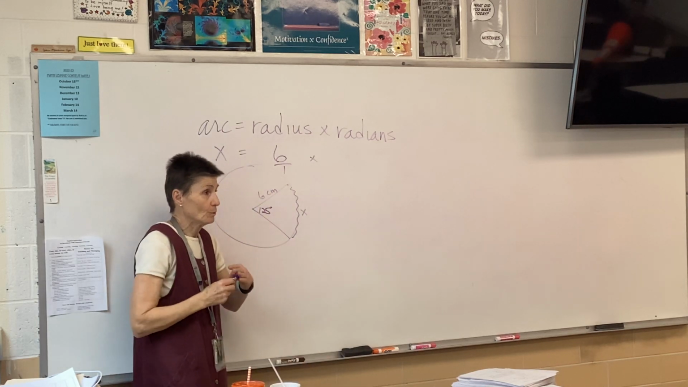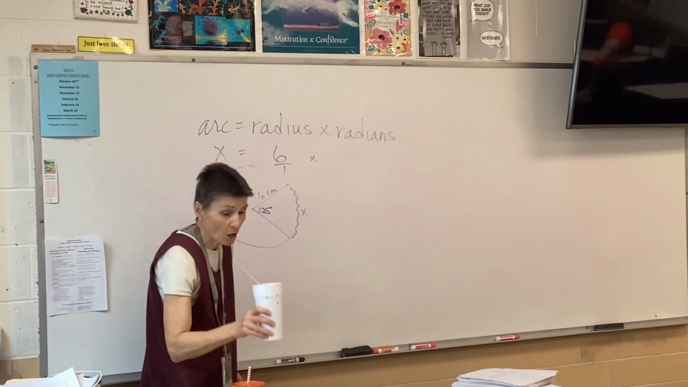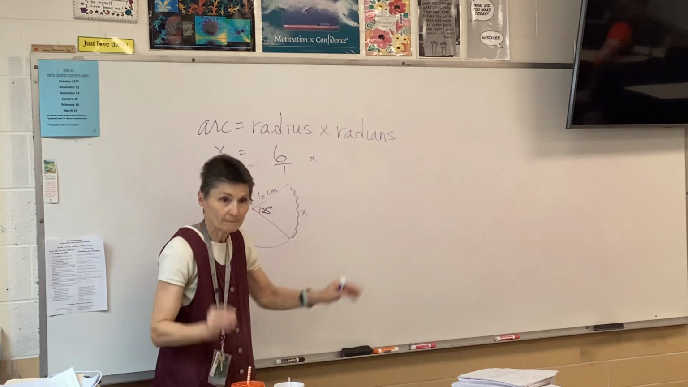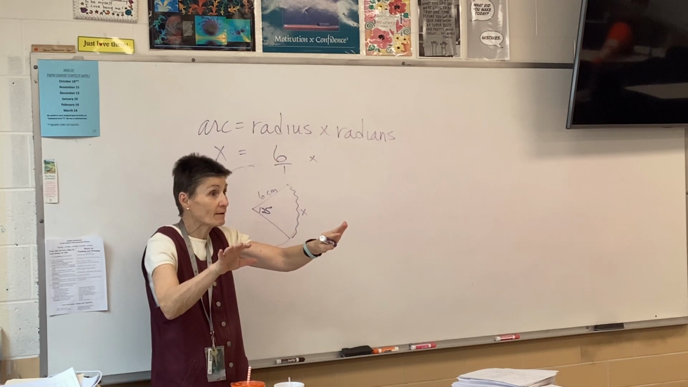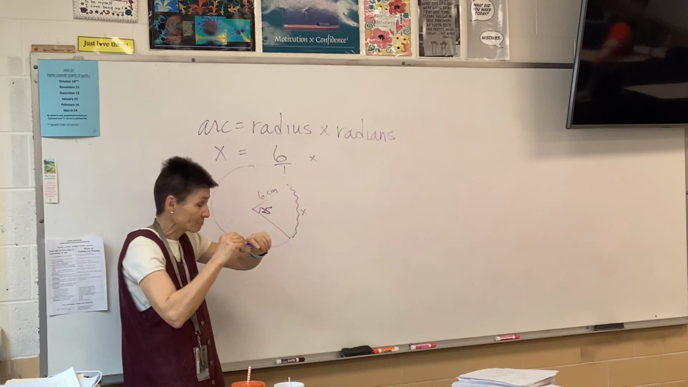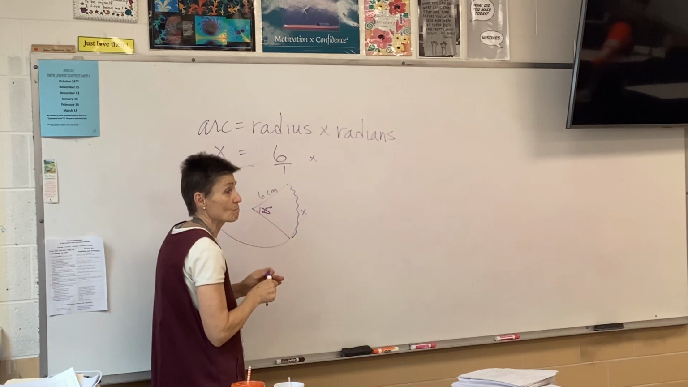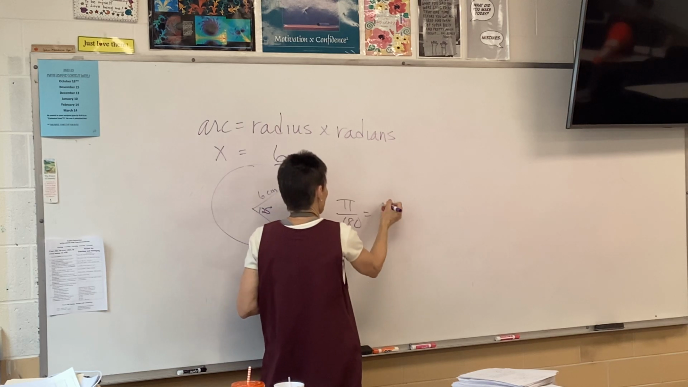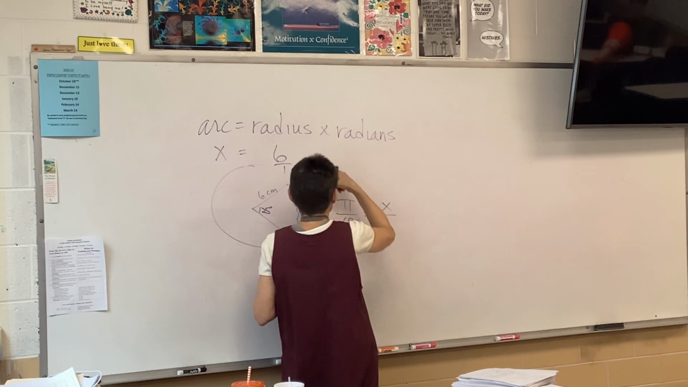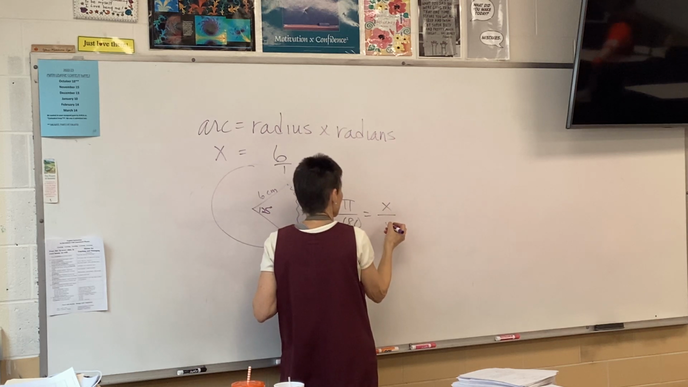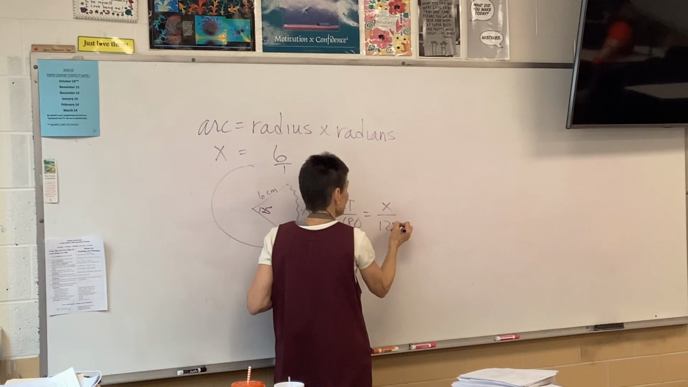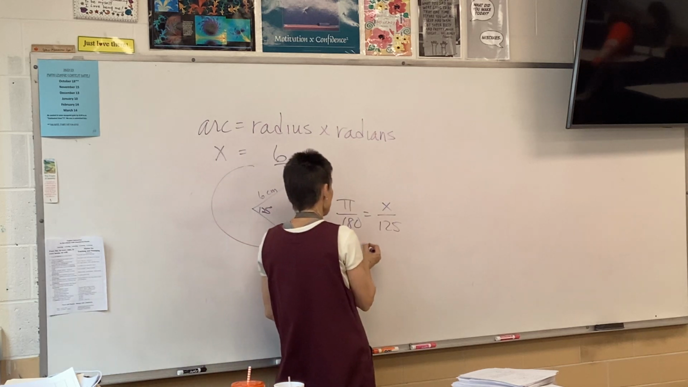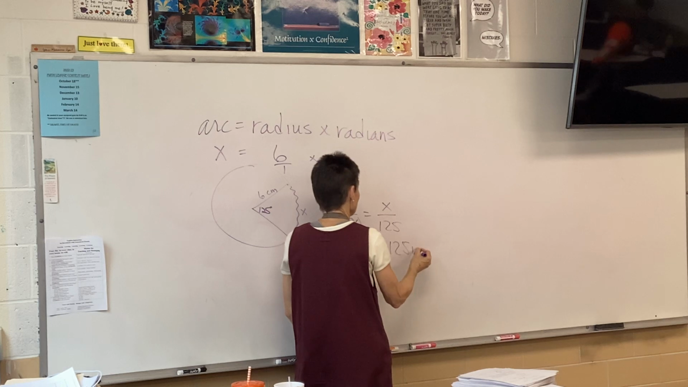What do I need to know? I need to know how many radians 125 degrees is. How do I find that out? x over pi over 180 equals something over 125. So 180x equals 125 pi.